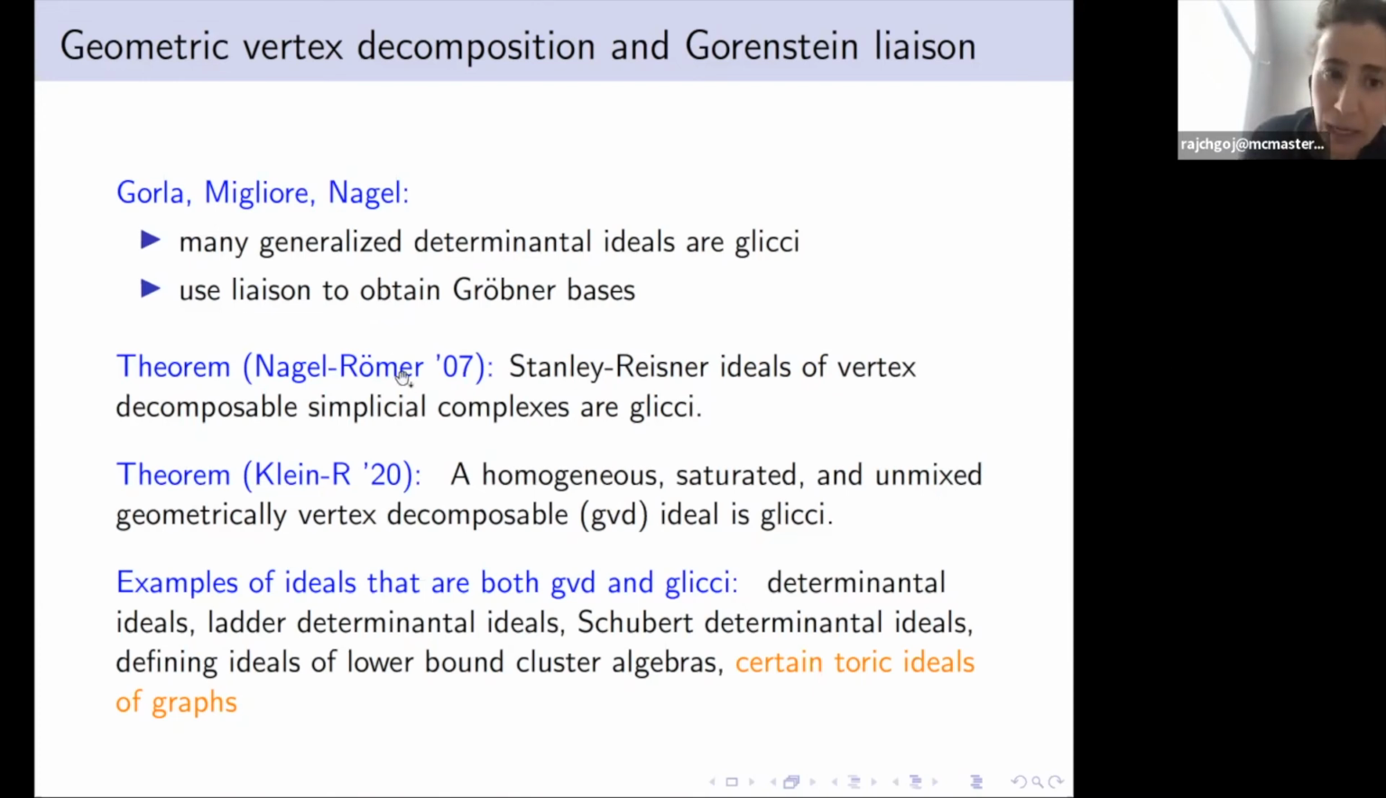geometric vertex decomposition. Nagel and Römer showed that Stanley-Reisner ideals of vertex decomposable simplicial complexes are Gliecci. So there's a connection in the simplicial complex setting. And Patricia and I showed that homogeneous, saturated, and unmixed geometrically vertex decomposable ideals are Gliecci. In fact, there's a correspondence between a vertex decomposition and what's called an elementary G-biliaison, which gives these links, but I'm not going to go into that. I've listed some examples of ideals that are both geometrically vertex decomposable and Gliecci, and it's the same list as before because geometrically vertex decomposable ideals are Gliecci.